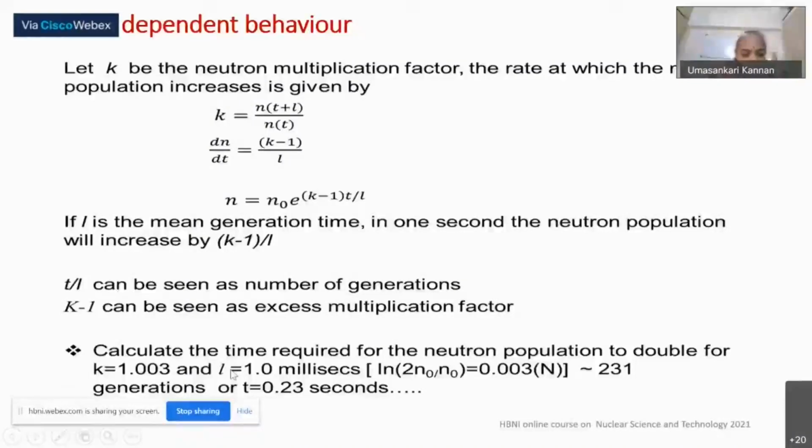I'm giving you a small problem here. You can calculate the time required for the neutron population to double if K is equal to 1.003 and L is equal to 1 millisecond. You calculate the log of 2N by N naught, which is equal to 0.03 N, which is nothing but 231 generations for the neutron population to double. Or T is equal to 0.23 seconds, if L is 1 millisecond. So in 0.23 seconds, the neutron population will double.